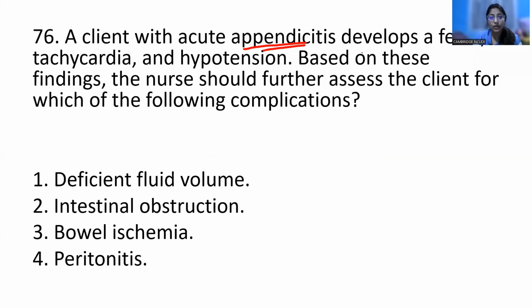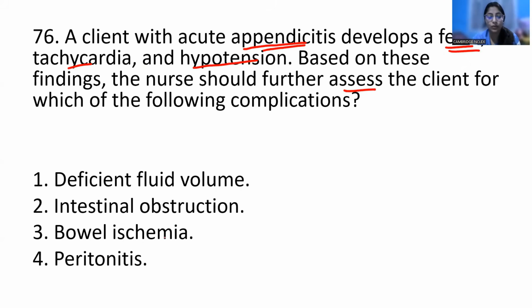And because of this diagnosis, the patient is developing fever, tachycardia, and hypotension. This indicates that the patient is experiencing some complications after developing appendicitis. So, based on these symptoms, we need to determine what could be happening in the patient's body. So, we have to assess for further complications. Now, the options are: first, deficient fluid volume; second, intestinal obstruction; third, bowel ischemia; or fourth, peritonitis.